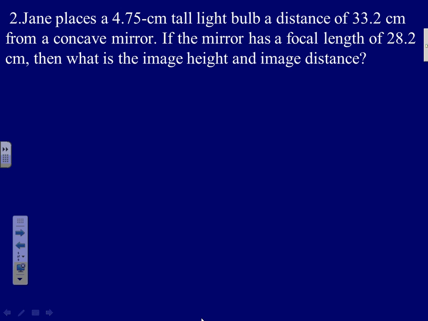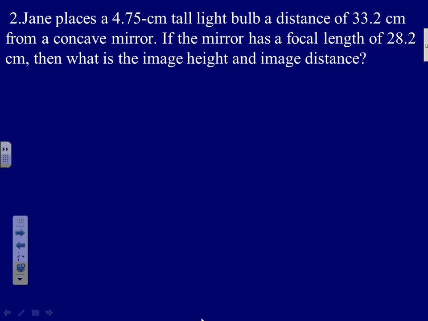So when you get a word problem like this, the key is to figure out what our variables are. Remember we have variables like distance to the object, DO, height of the object, HO, distance to the image, DI, height of the image, HI, and magnification. So a 4.75 centimeter tall light bulb, what is that? Which variable is that, do you think?